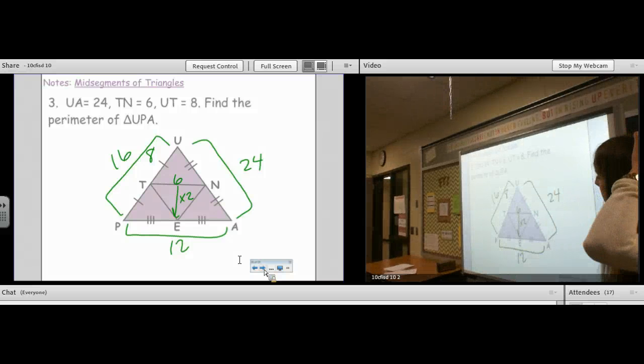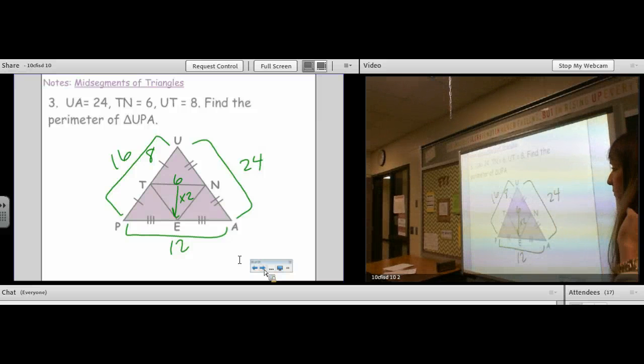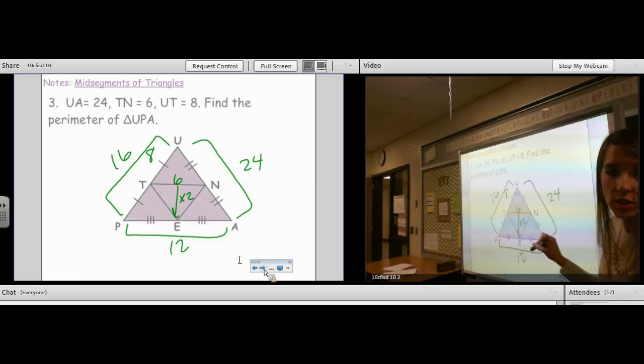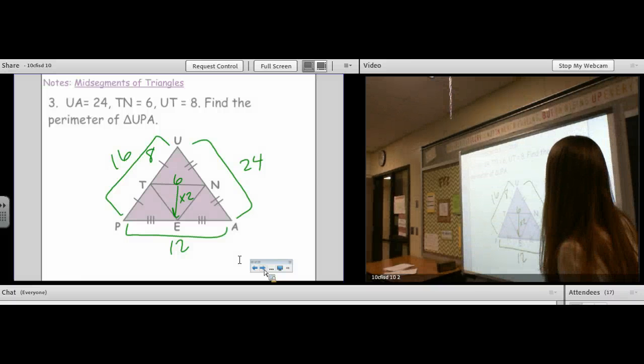All right, so now we just add them up. 16 plus 12 plus 24. What would that be? 28 plus 24? 52? Yeah! 52.